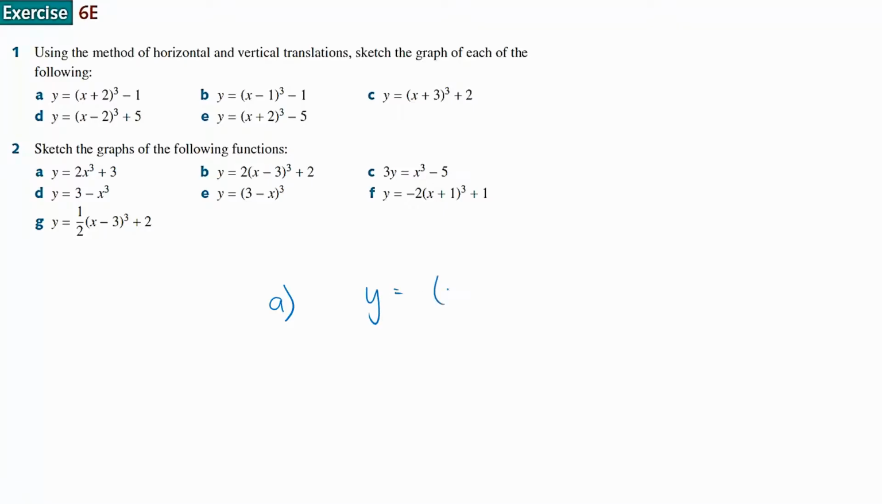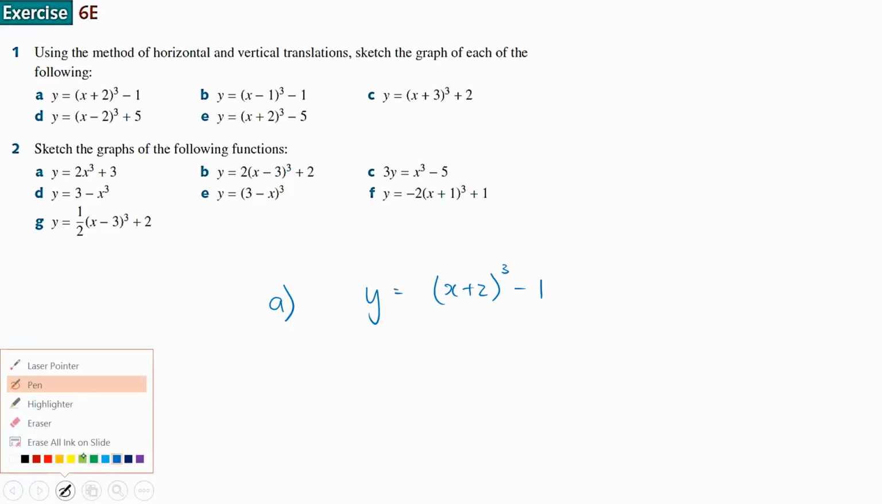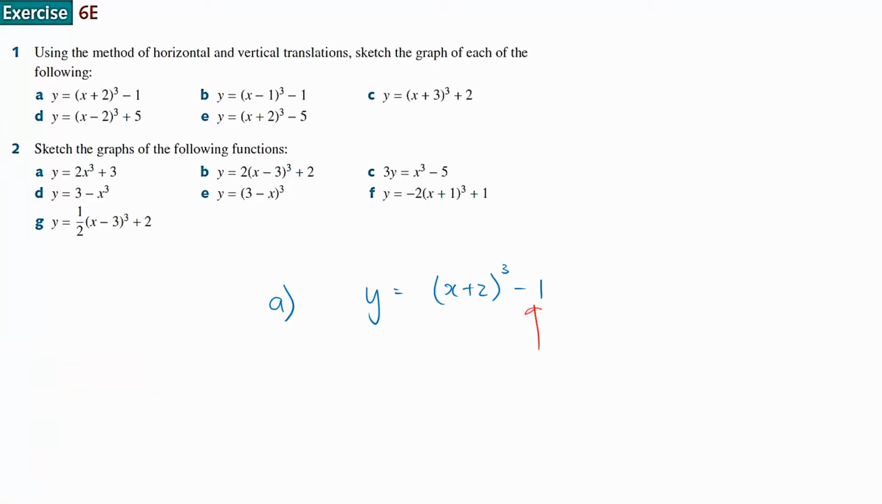Y equals (x plus 2) cubed minus 1. If you tell me what you can read, what is it doing? What's the plus 2? What's the minus 1? Name me one. What are they doing? What's the minus 1 do? Down 1. And what's the x plus 2 do?